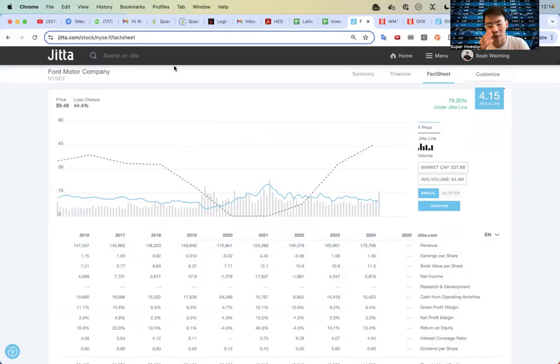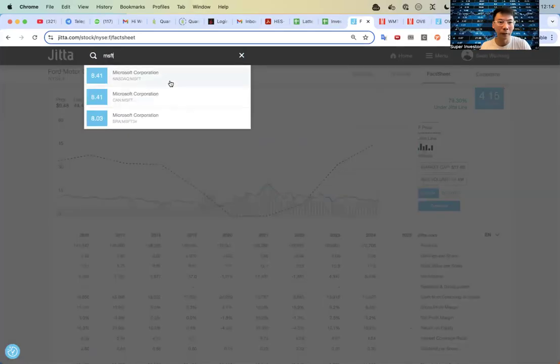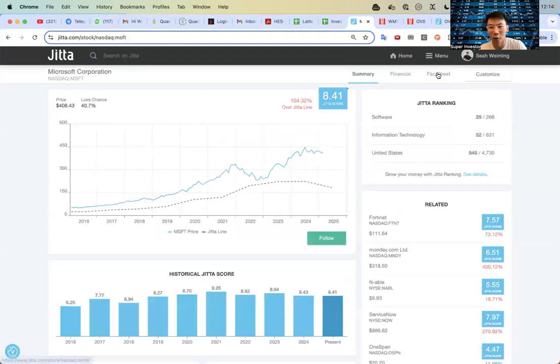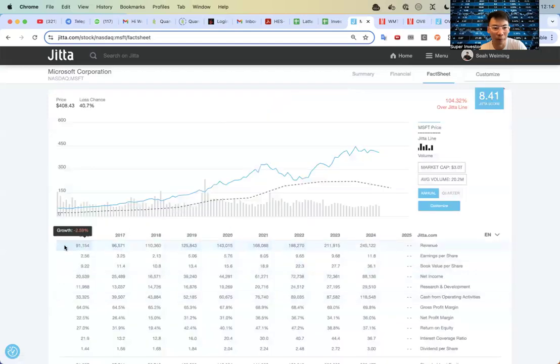Like the Magnificent Seven, such as Meta or Microsoft. You will see that their revenue and earnings per share are pretty strong. Look at the revenue, straight line up. Earnings per share, straight line up. Book value per share, straight line up. So these are very, very good signs.